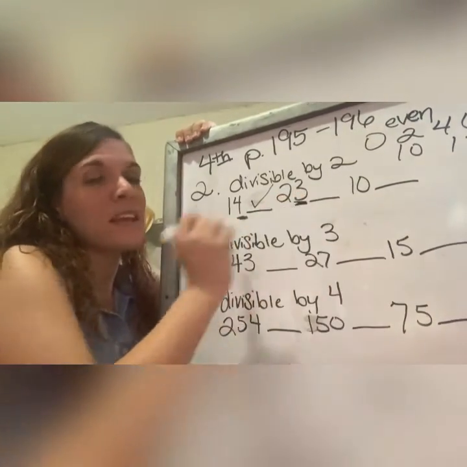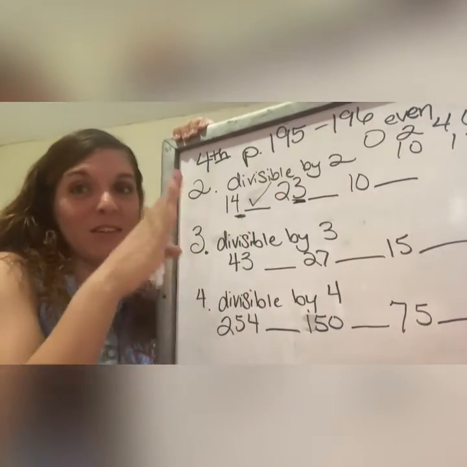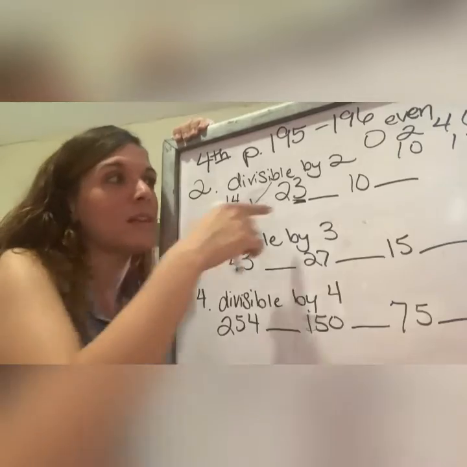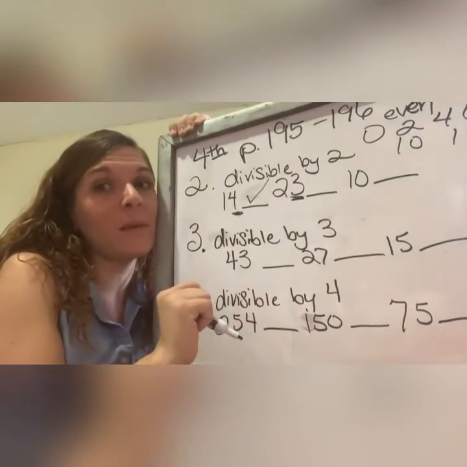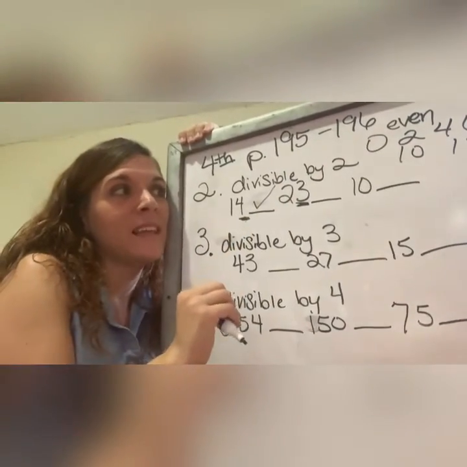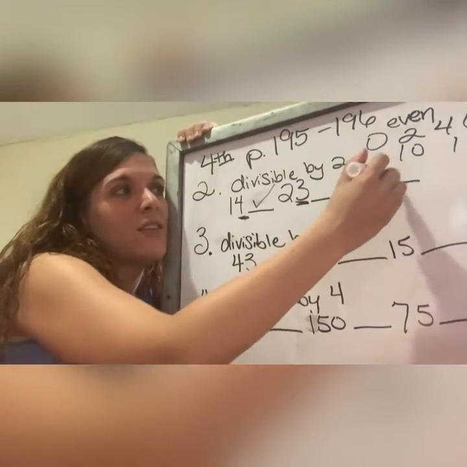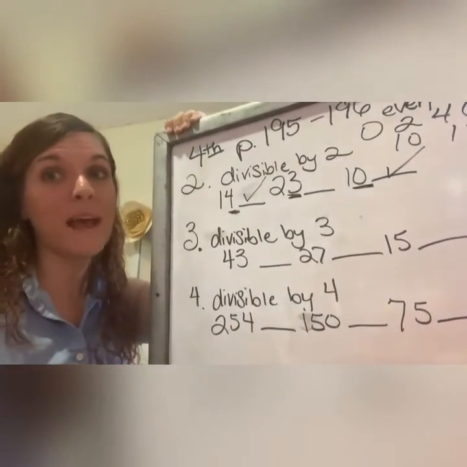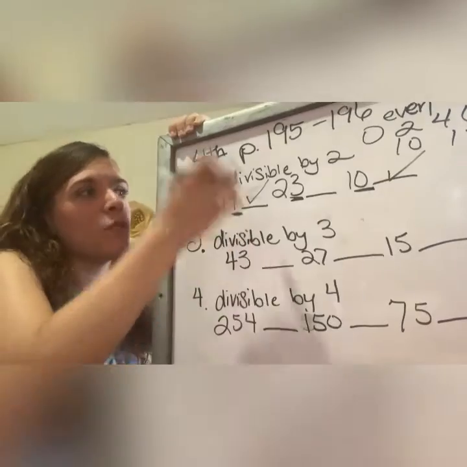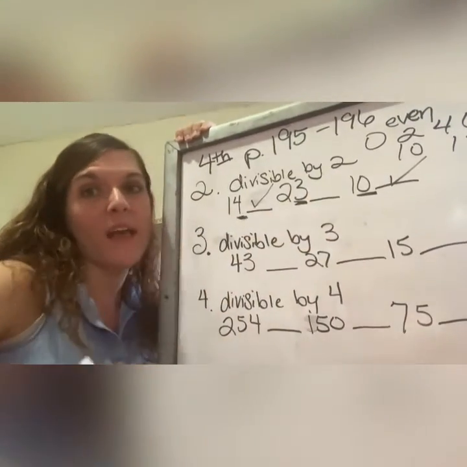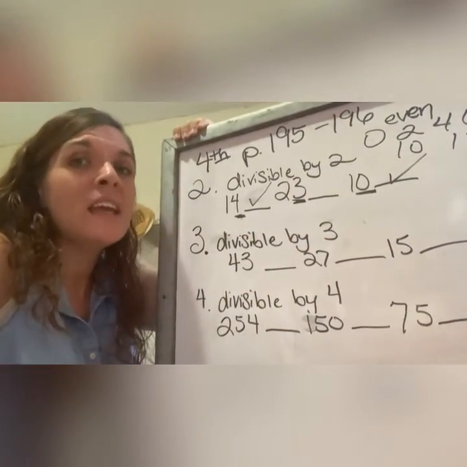What about 23? Is 3 even? No, 0, 2, 4, 6, 8. So it's odd, so nope, you can't divide it by 2. What about 10? Yes, you can. You can divide that by 2. And we know 14 divided by 2 is 7, and 10 divided by 2 is 5, right? Okay. So look at the other ones.